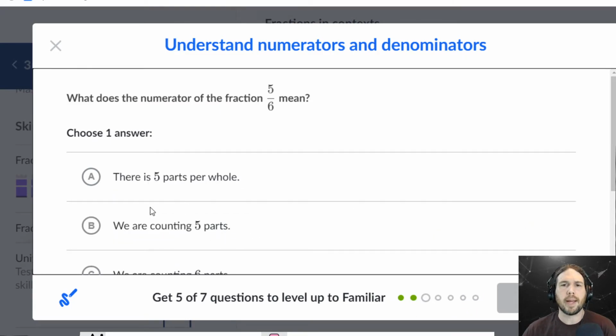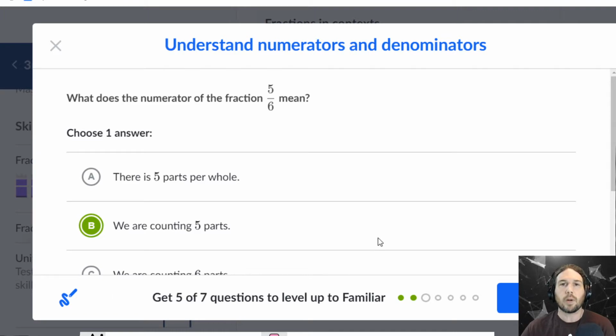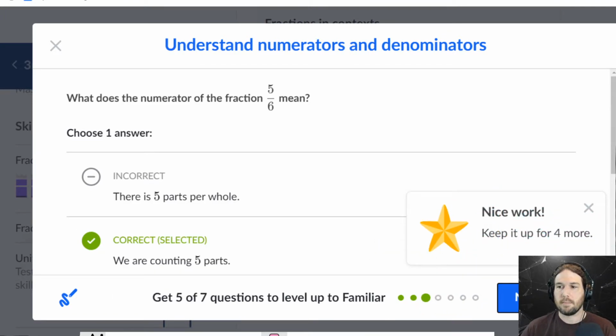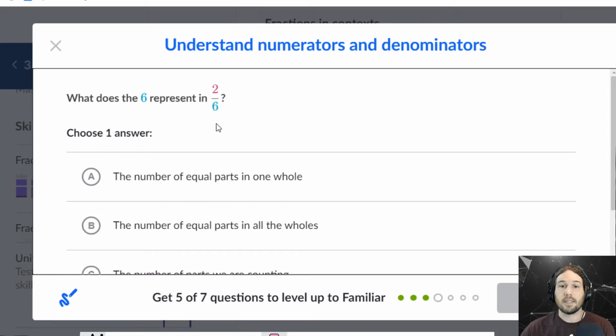What does the numerator in the fraction 5/6 mean? The numerator always means the number of things that we're counting. The number of parts that we're counting. The number of total parts that we're counting. The 6 is the denominator. The denominator tells us how much per one whole.